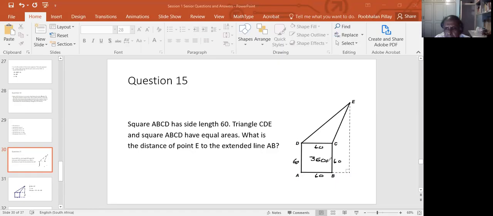60 times 60 is 3600. So we know that area. So we are saying that the triangle and the square have equal areas. So if this area is 3600, this area is also 3600. They've got equal areas. And the question is, what is the distance from the point E right down to the extended line AB? So the problem is, what is this distance?